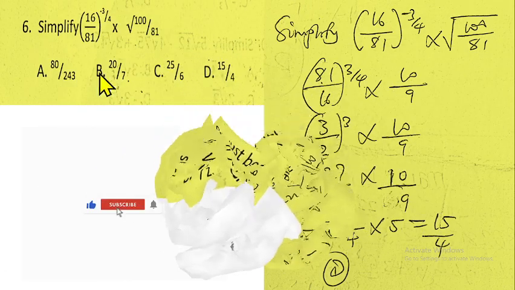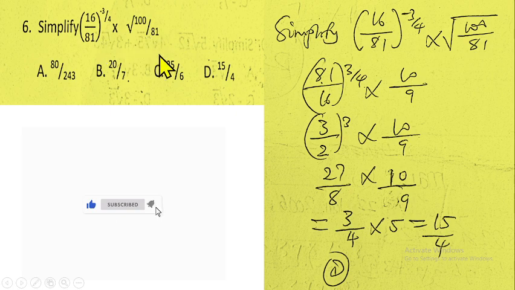Question number 6 is from indices. We have 16 over 81 raised to power minus 3 over 4 times square root of 100 over 81, which is what you're having here. So this question is from indices. If that should be the case, what can we do? This is raised to power minus 3 over 4 here, which means we can find the inverse of 16 over 81. That will give us 81 over 16 raised to power 3 over 4. Then what's the square root of 100 here? That's 10. Square root of 81 is 9.